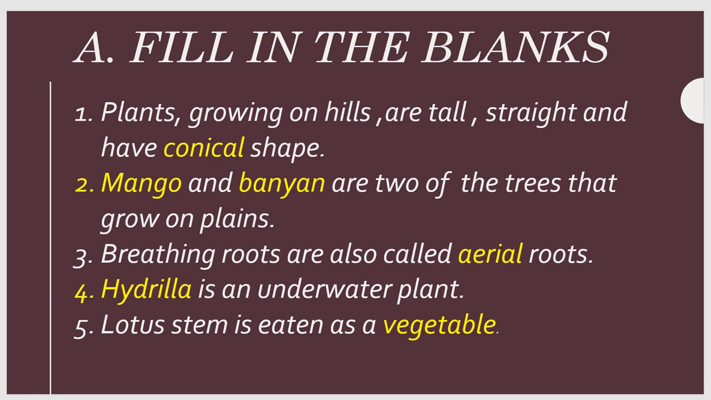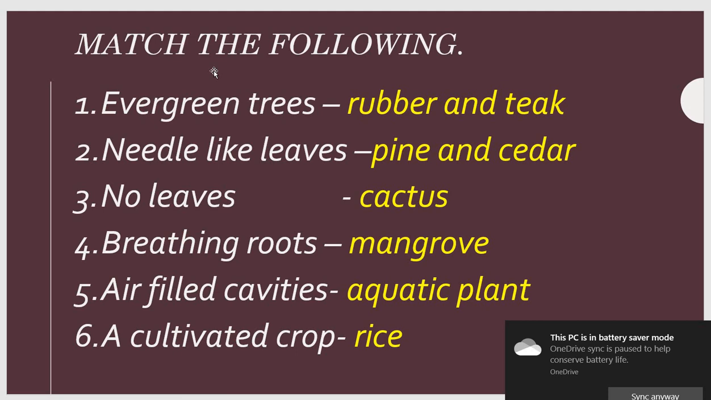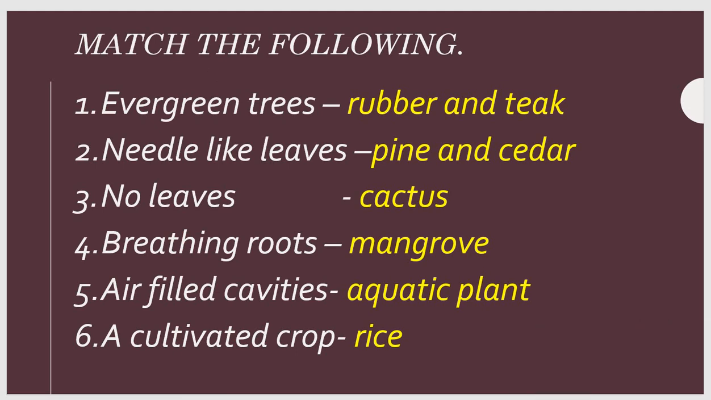Question fifth. Lotus stem is eaten as a dash. Lotus stem is eaten as a vegetable. Next question. Match the following. Evergreen trees, rubber and teak. Needle-like leaves, pine and cedar. No leaves, cactus. Breathing roots, mangrove. Air-filled cavities, aquatic plant. A cultivated crop, rice.